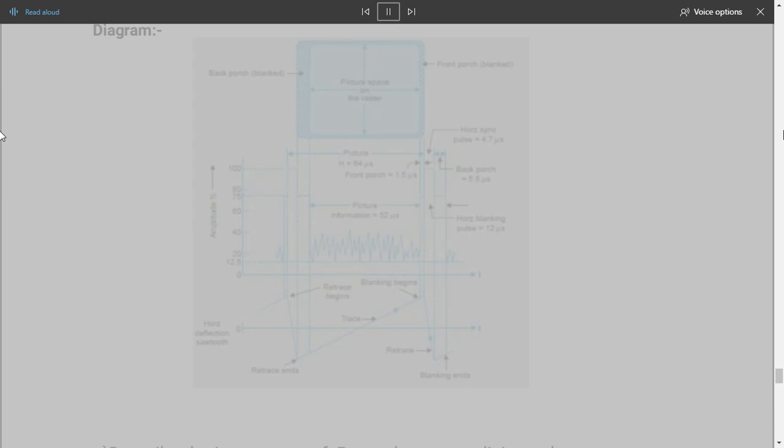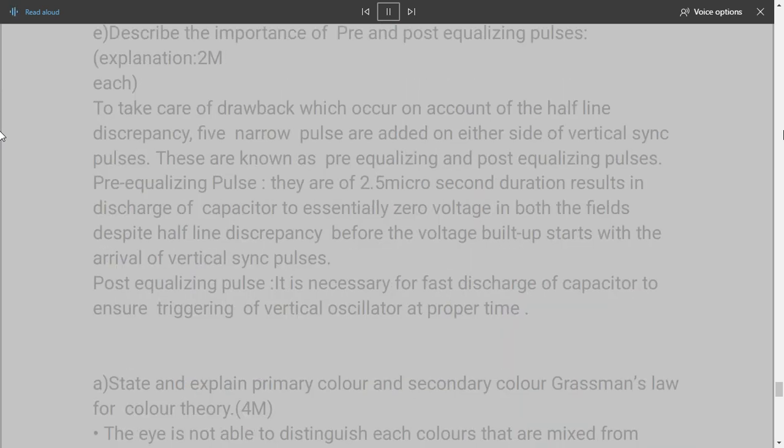Describe the importance of pre- and post-equalizing pulses. Explanation, 2 marks each: to take care of the drawback which occurs on account of the half-line discrepancy, 5 narrow pulses are added on either side of the vertical sync pulses. These are known as pre-equalizing and post-equalizing pulses.